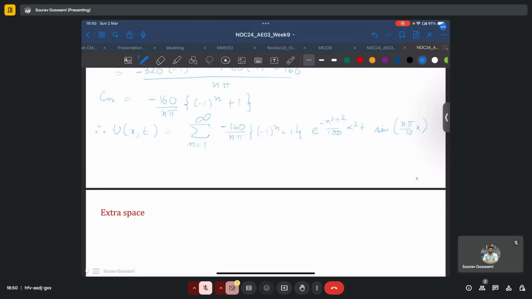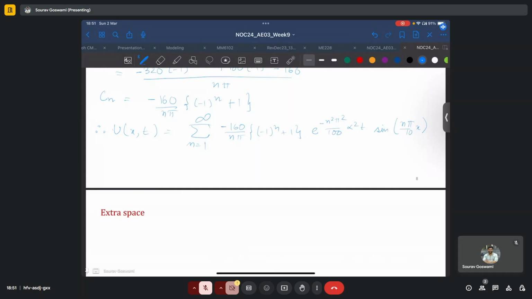We can see one additional thing, and that is because of the presence of this minus 1 power n term. So when n is odd, minus 1 power n plus 1 equals 2, whereas when n is even, minus 1 power n plus 1 equals 0. And so we can even further simplify the solution by keeping only the even terms in this series expansion.